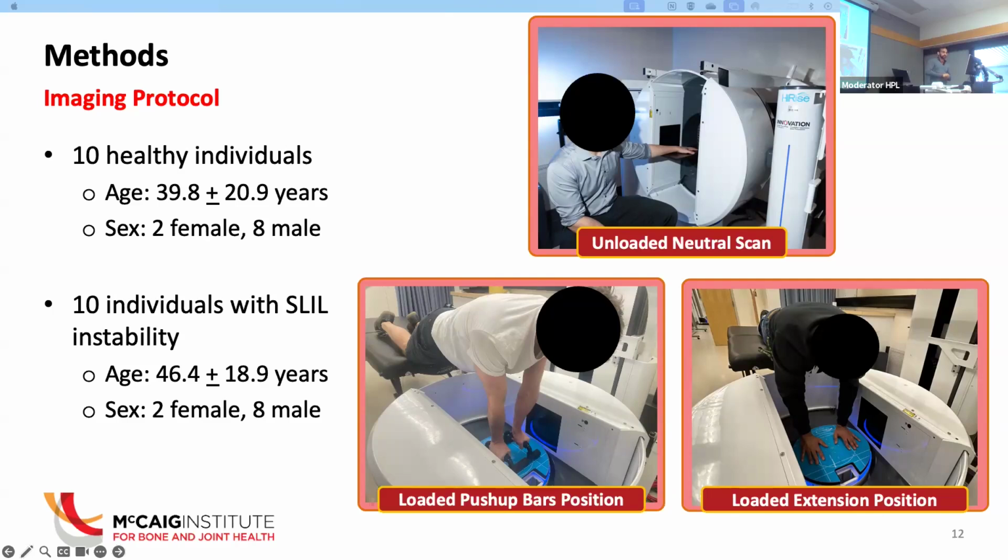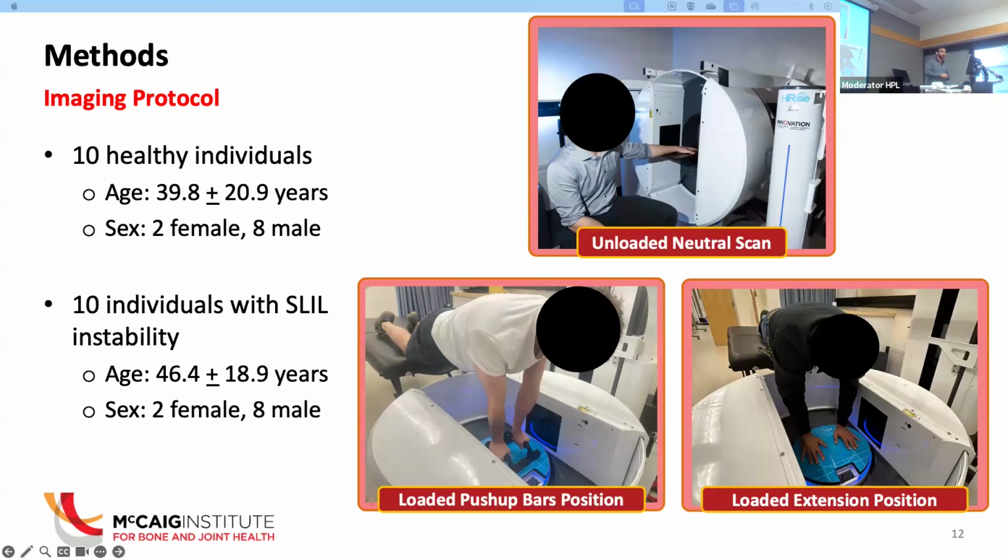So on the top of the screen here, you can see it's an unloaded scan where the hand is just laying on the CT gantry. And then on the bottom row, there's 2 load-bearing positions. On the left-hand side, the participant is holding on 2 push-up bars. And on the right-hand side, those hands are in full extension. And then their legs are supported on a massage table.